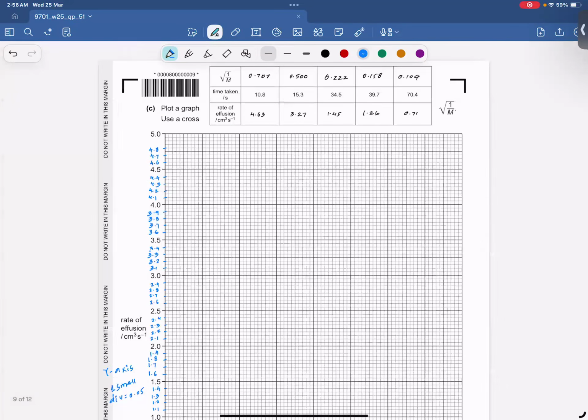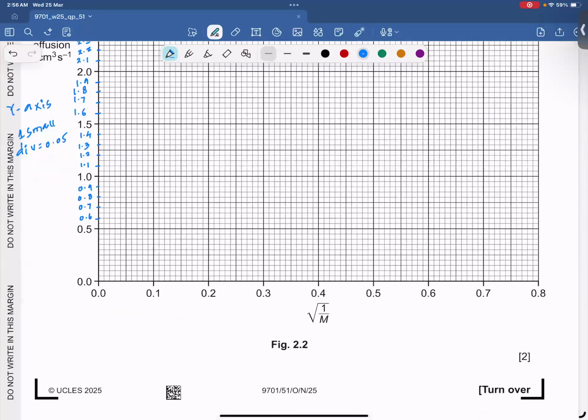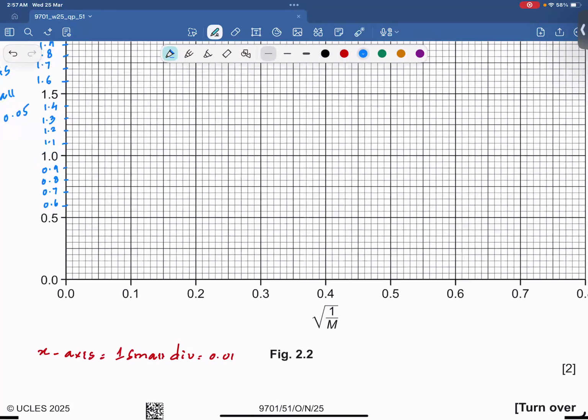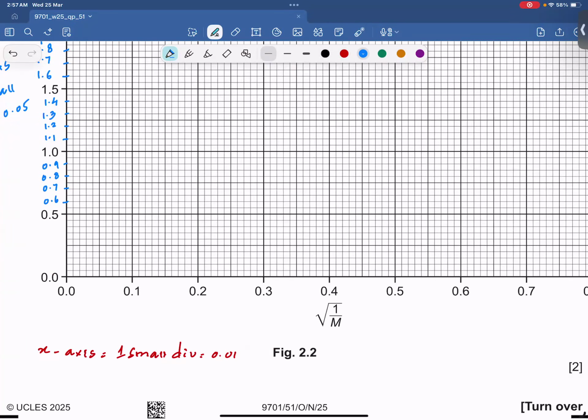1 upon m. So on the y-axis one small division equals 0.05, but on the x-axis one small box equals 0.01. 0.2 minus 0.1 is 0.1, divided by 10, so it's going to be 0.01. So 0.1 plus 0.01 is 0.11, plus 0.01 is 0.12. That's very tough, it will become difficult for me to even write this.